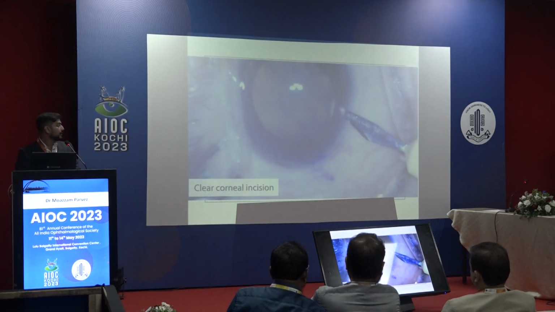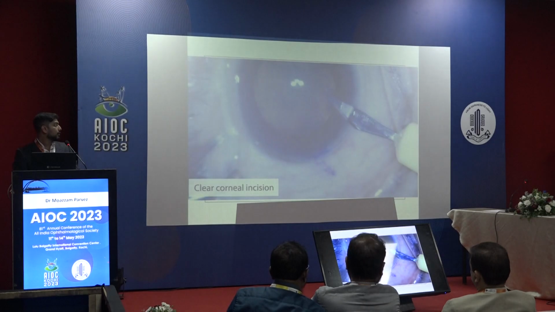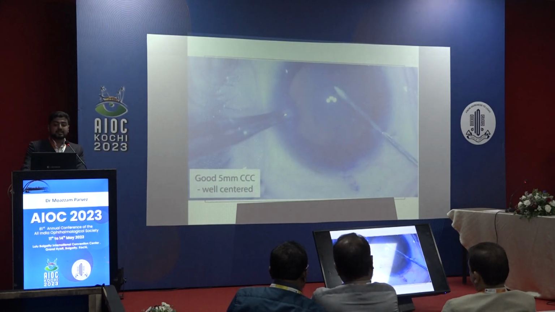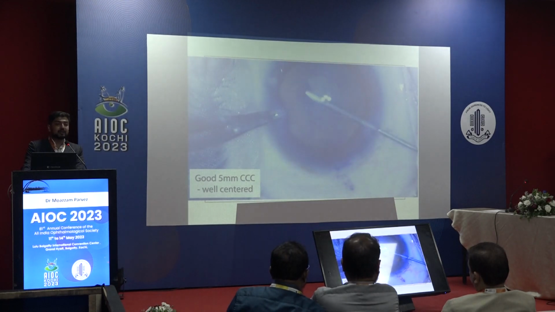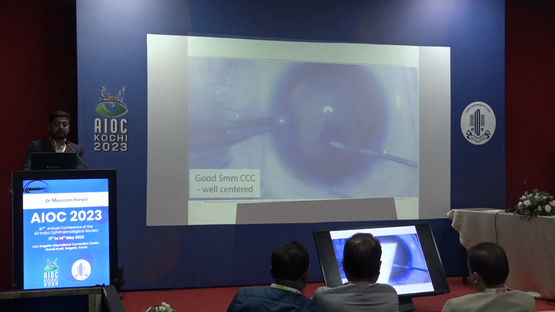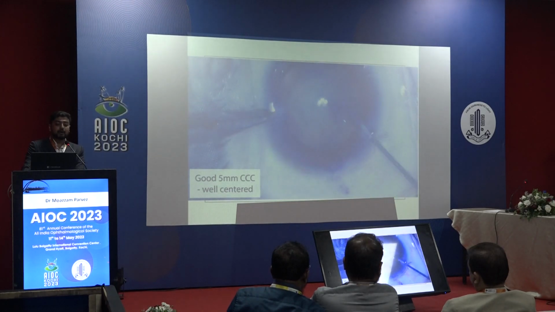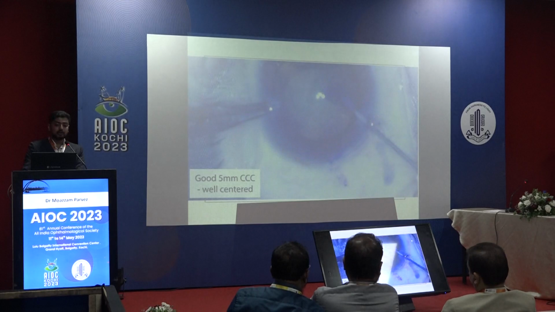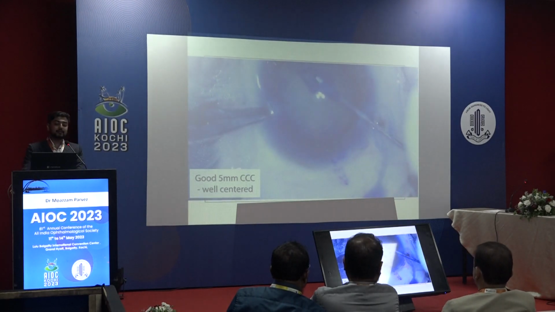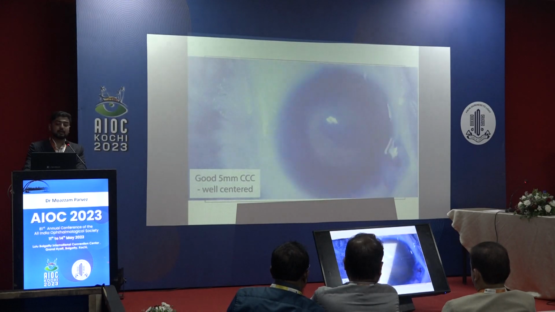From here, we take a clear corneal incision made at 1 o'clock. The rhexis, a curvilinear central, well-centered 5 to 5.5 millimeter rhexis is very important, which would facilitate the IOL to be placed properly inside the bag and avoid decentration in the long term. As well-centered as possible, the rhexis.